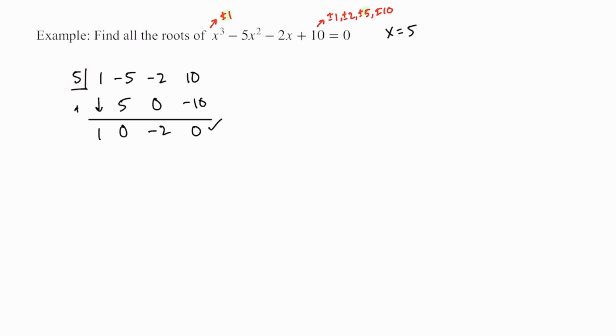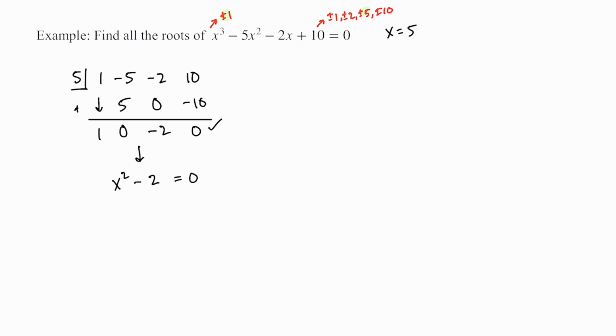Now, since we are so good at synthetic division, we know that these coefficients here turn into the expression x squared minus 2, and we can set that equal to 0. The great thing about this process is that when we do it, we should always be able to get down to a quadratic equation at the very end. Quadratic equations, we have lots of techniques to solve for.